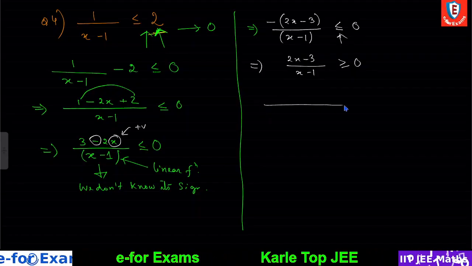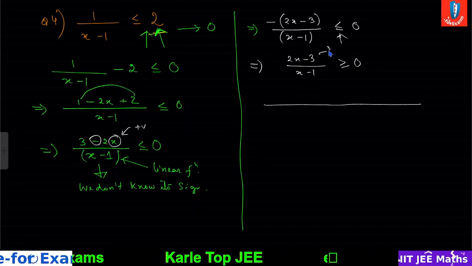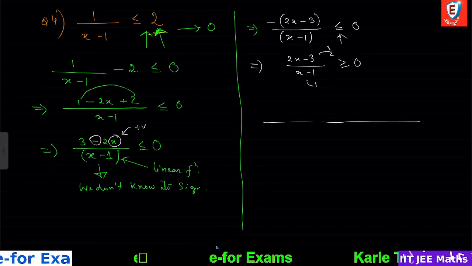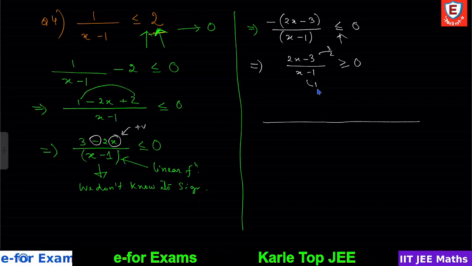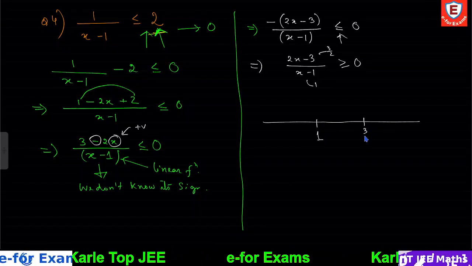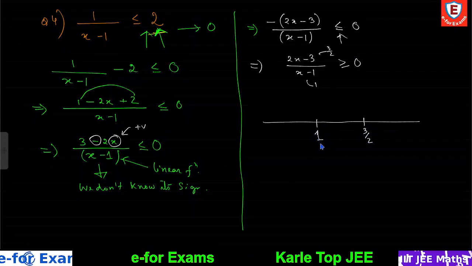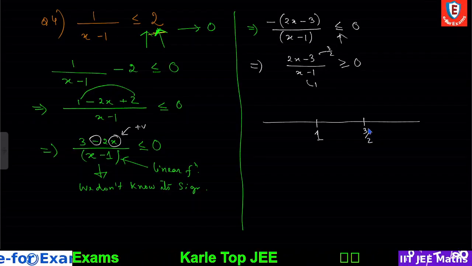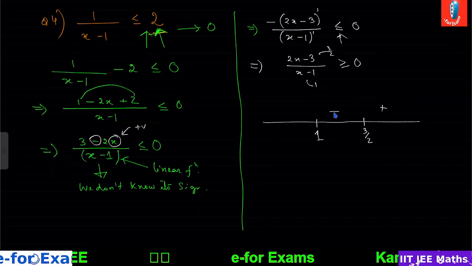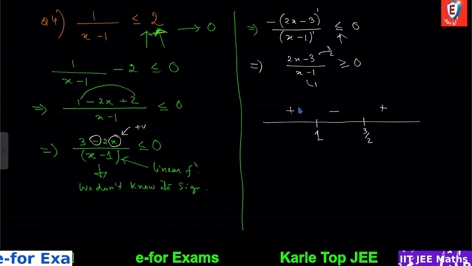Now we can plot. From here we will get 3 by 2, and from here we will get 1. Critical points are 3 by 2 and 1. Since 1 is smaller, it is on the left. This is bigger, so it is on the right. Both are linear and degree is 1, so the signs alternate: the rightmost is plus, then minus, then plus.